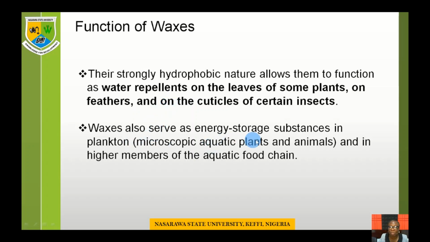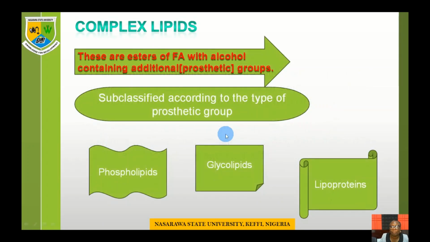They also serve as energy storage substances in plankton. Plankton are microscopic aquatic plants and animals, and also in higher members of the aquatic food chain. So they can also serve as energy storage and also as water repellent.